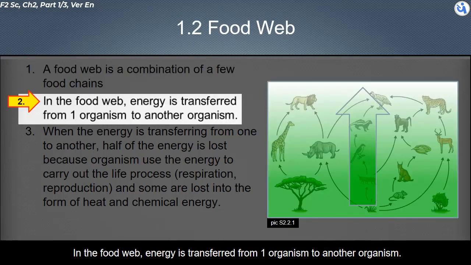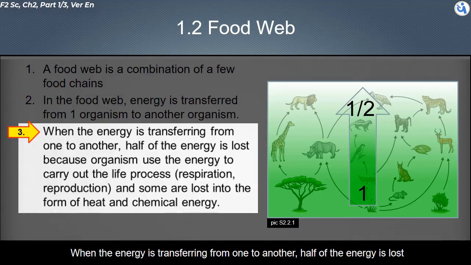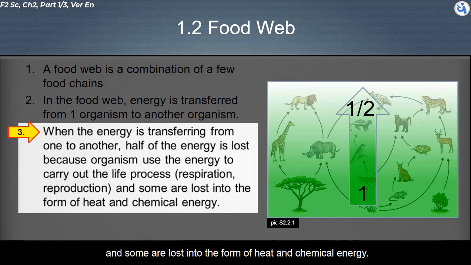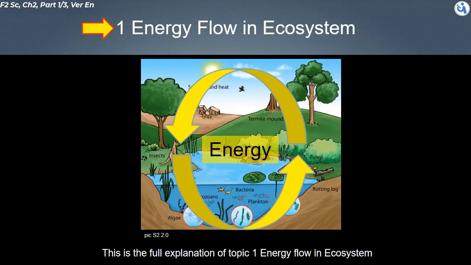In the food web, energy is transferred from one organism to another organism. When the energy is transferred from one to another, half of the energy is lost, because organisms use the energy to carry out life processes like respiration and reproduction. And some is lost in the form of heat and chemical energy. This is the full explanation of Topic 1, Energy Flow and Ecosystem.